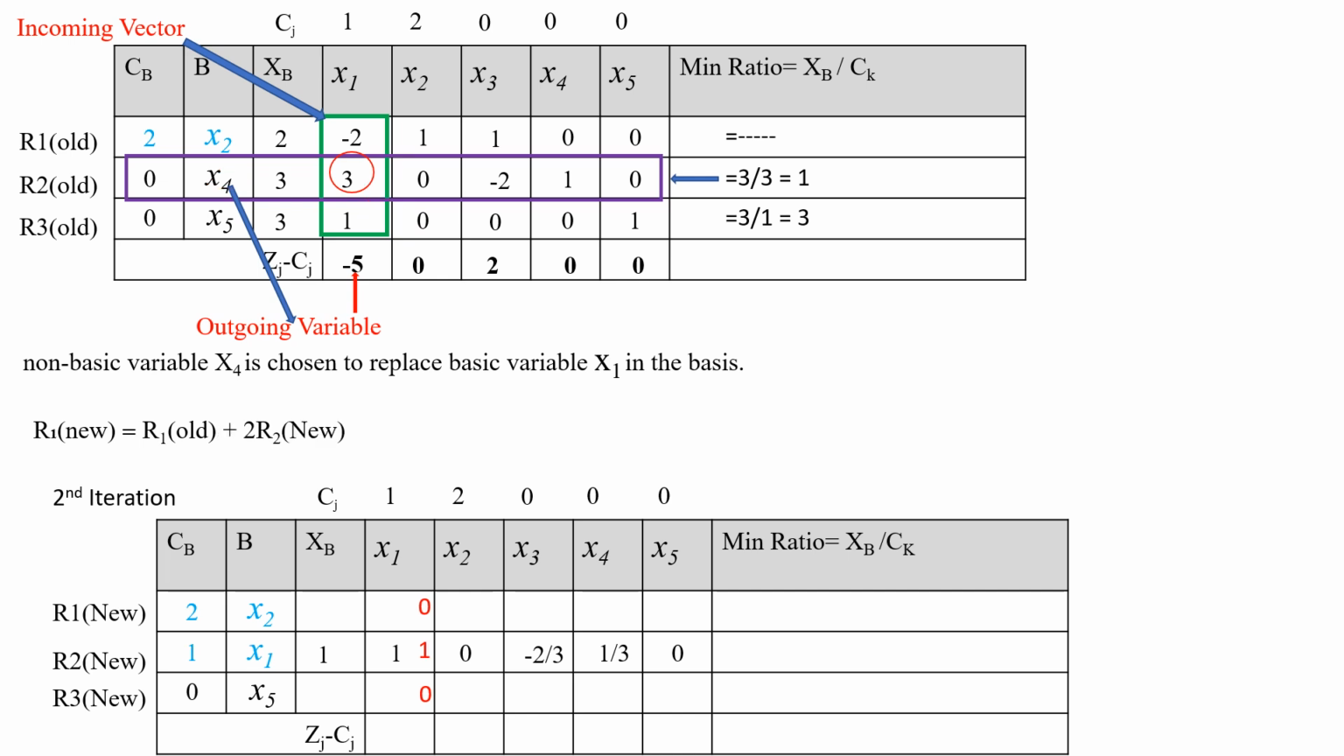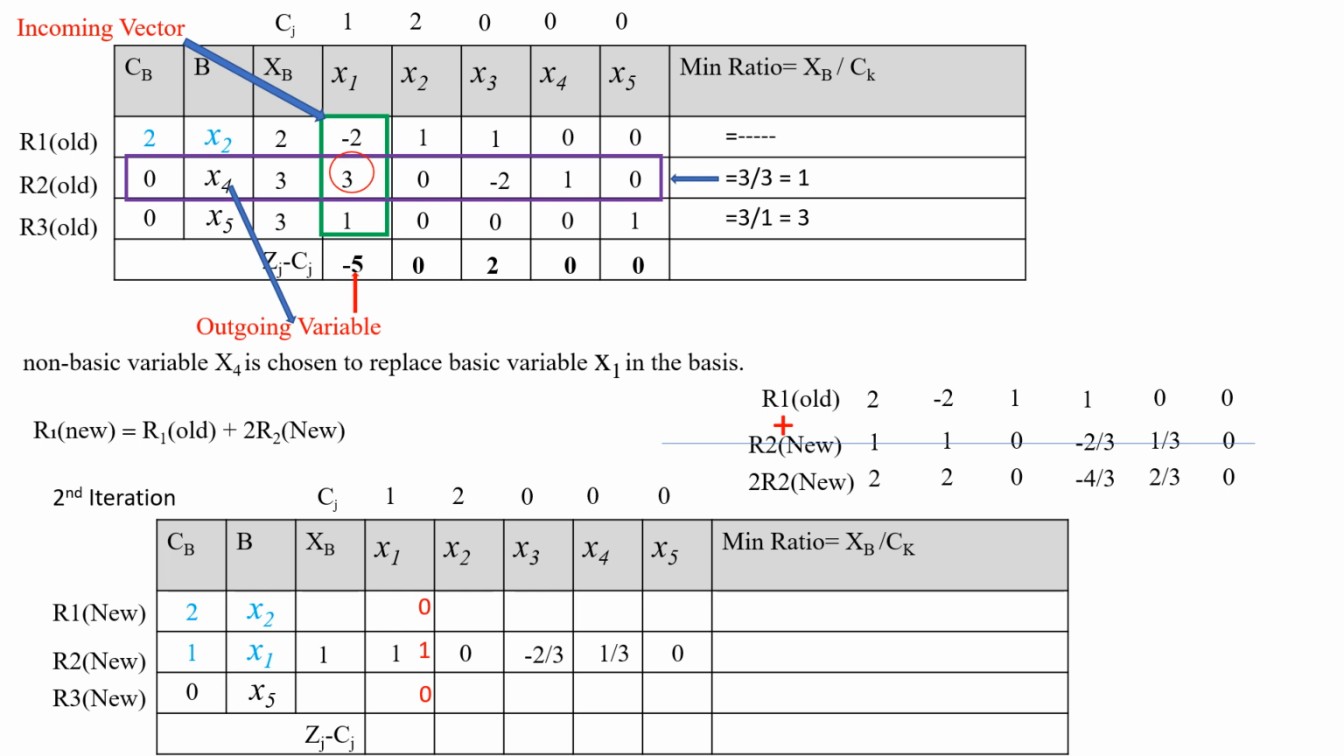The next row operation is R1 new equal to R1 old plus 2 R2 new. So these are the R1 old elements, this is the R2 new elements and this is the 2 R2 new elements. Now the operation is R1 old plus 2 R2 new, that is 2 plus 2, 4, minus 2 plus 2, 0, 1 plus 0, 1, 1 minus 4 by 3 it is minus 1 by 3, 0 plus 2 by 3 it is 2 by 3, 0 plus 0 it is 0.